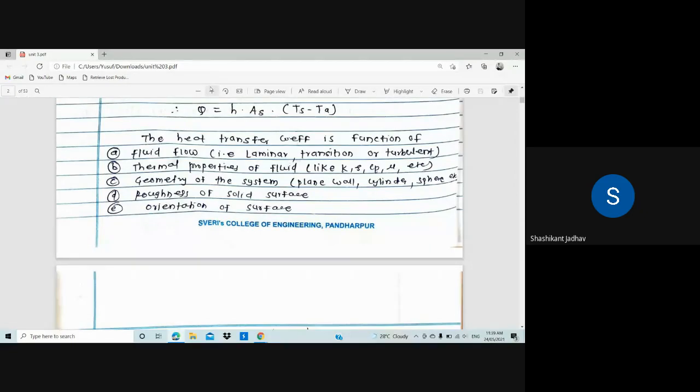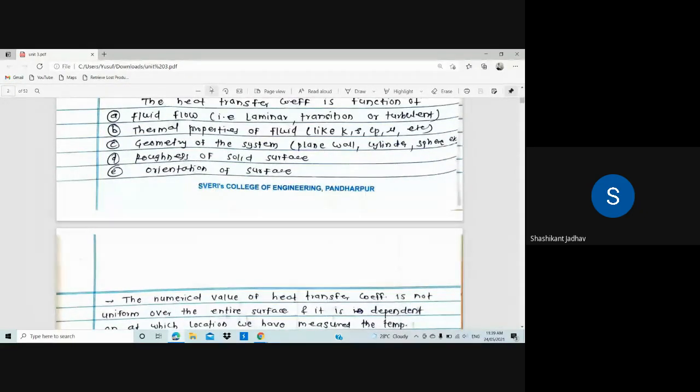Then next point, D, roughness of solid surface, and then last point, that is E, orientation of surface. ओके. तर हीट ट्रान्सफर कोएफिशियंट कशा कशावरती डिपेंड असणार आहे, त्या फ्लुइडचा फ्लो कसा आहे, त्याच्या थर्मल प्रॉपर्टीज काय आहेत फ्लुइडच्या, त्याची जॉमेट्री कशी आहे, रफनेस काय आहे सरफेसचा, आणि त्याच्यानंतर ओरिएंटेशन कसं आहे. ऑन दिस फॅक्टर्स हीट ट्रान्सफर कोएफिशियंट इज डिपेंड्स.